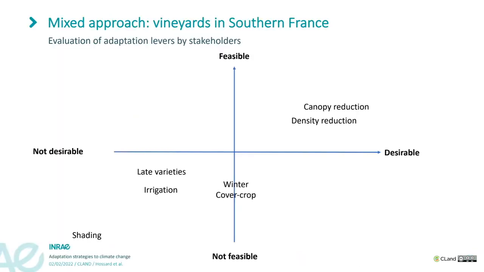it was here a very important one. Then Audrey, the PhD student, wanted to evaluate those levels with stakeholders, and she asked them to see if for them they were desirable or not and feasible or not. You have here the levels I showed you just before, which are the ones that were modeled. And what you can see is that shading, which we showed just before as very effective, is for them neither desirable nor feasible. While there are some, like canopy reduction or density reduction, that are seen as both feasible and desirable, but they are not possible now with the current label specification.